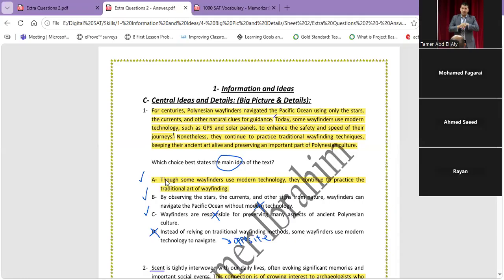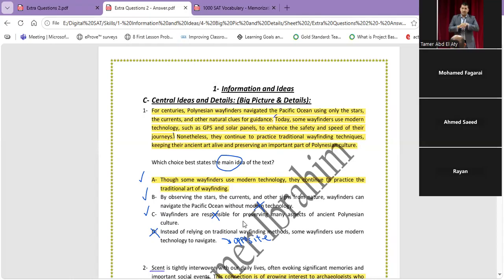So let's look here. Though some wayfinders use modern technology, they continue to practice the traditional art of wayfinding. The second part is okay for me. But the first part, modern technology, he never mentioned that, despite using nonetheless. And nonetheless is a contradiction to what came before. And here also it used though. So maybe. Because of that, I put a tick. Next: by observing the stars, the currents, and other signs from nature, wayfinders can navigate the Pacific Ocean without modern technology. Again, it was mentioned in the first and last sentence. And again, modern technology is not mentioned, so it can be.